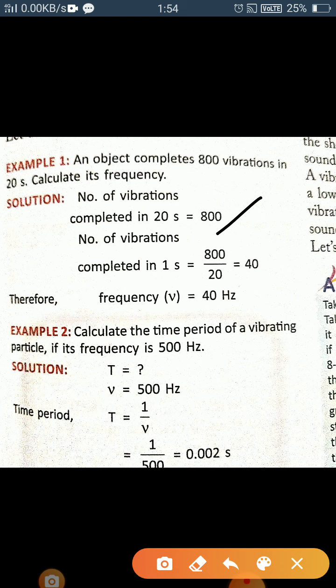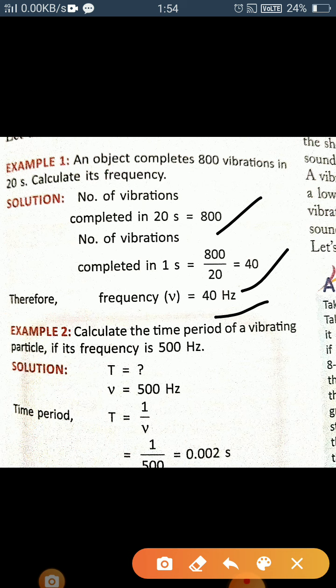Very simple. The number of vibrations completed in 1 second equals 800 by 20. So 40 hertz. The frequency, its unit is hertz. So we write capital H and small z.